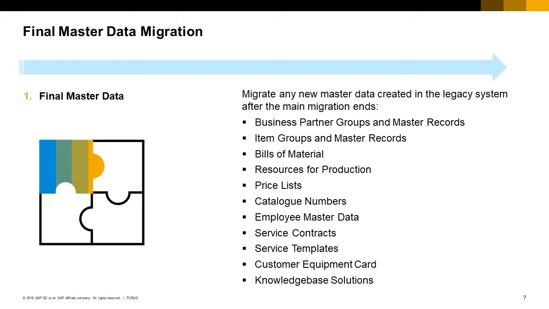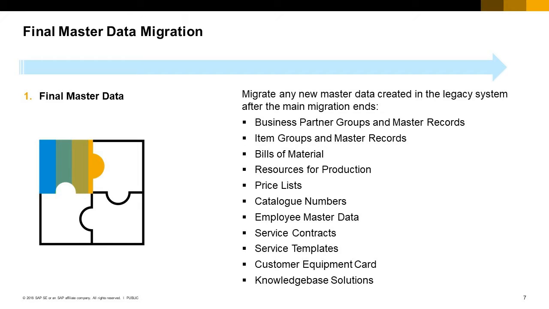Master data is usually migrated in the project realization phase of the implementation project. However, there may be a need to migrate new master data created in the legacy system after the main migration ends. Final master data may cover not just last-minute business partner and item master records, but also bills of material, resources for production, price lists, catalog numbers, employee records, and service information such as existing contracts, templates, equipment cards, and a solution knowledge base.